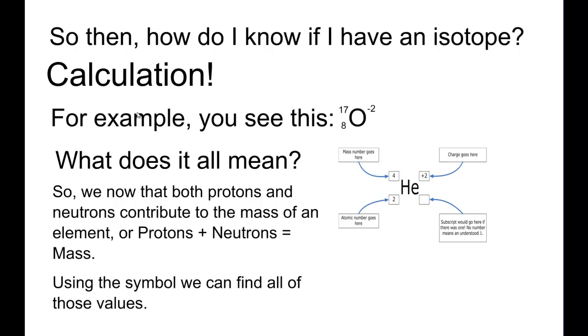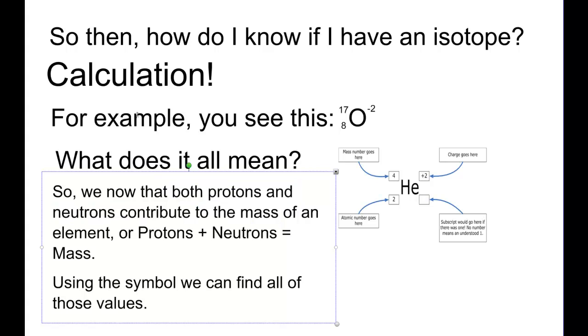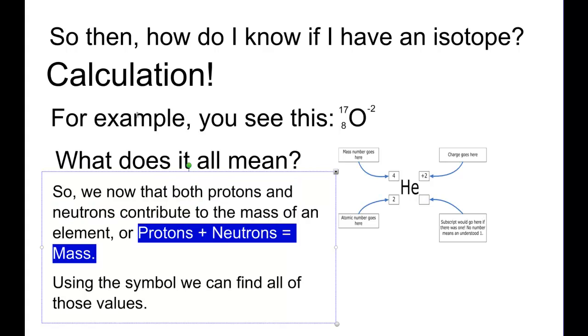All right, and remember this little image here. Mass in the top corner, atomic number or protons in the bottom corner, charge up here, and if there were a subscript, it would go there, but we don't have one, so there's only one oxygen atom in this case. So what does it all mean? We know that both protons and neutrons contribute to the mass. So let's highlight that. Protons and neutrons contribute to the mass. Simple enough. So mathematically, protons plus neutrons equal mass. Very simple.